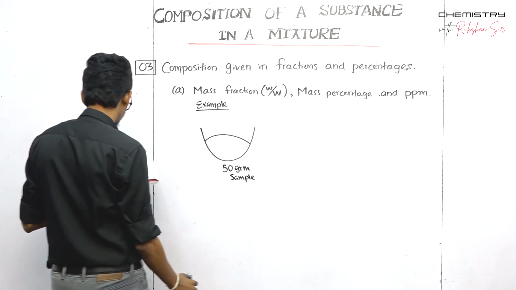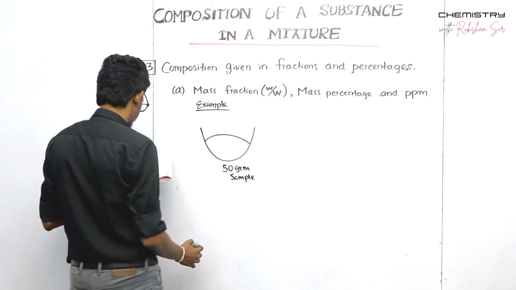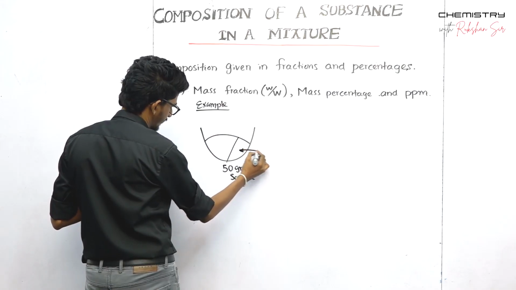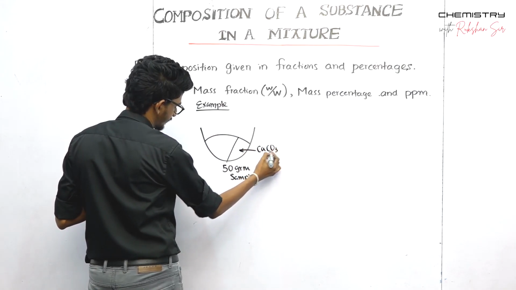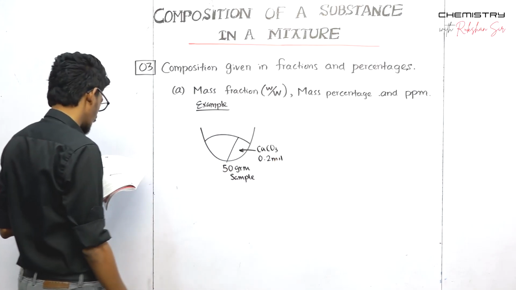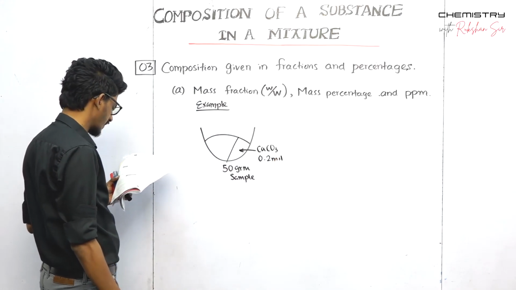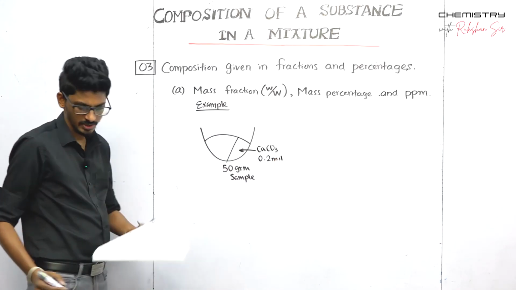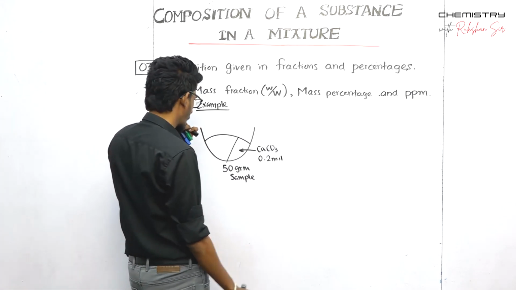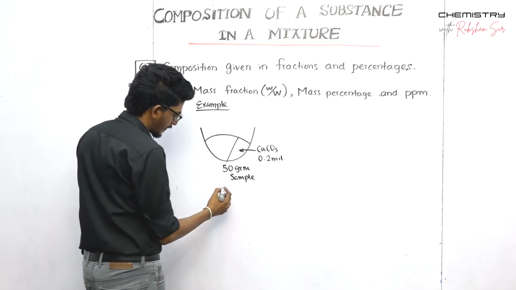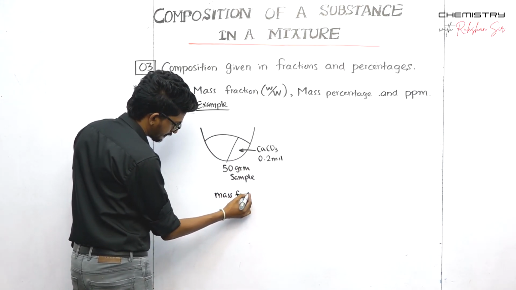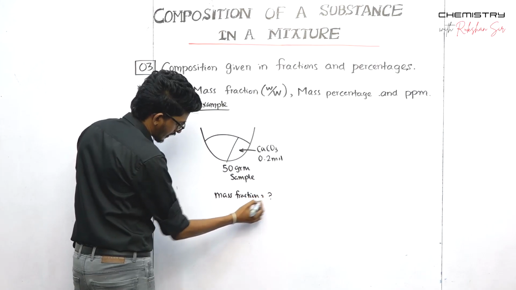contains 0.2 moles of calcium carbonate. So you have a sample of 50 grams that contains 0.2 moles of calcium carbonate. They are asking you to find out the mass fraction and the mass percentage of calcium carbonate. Those are the two questions they are asking.